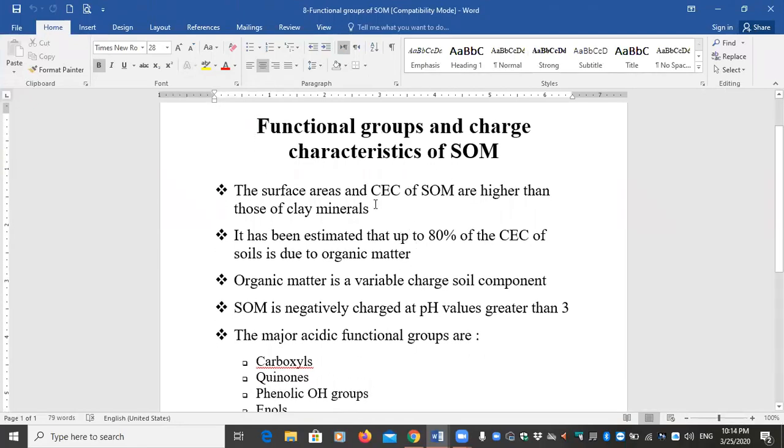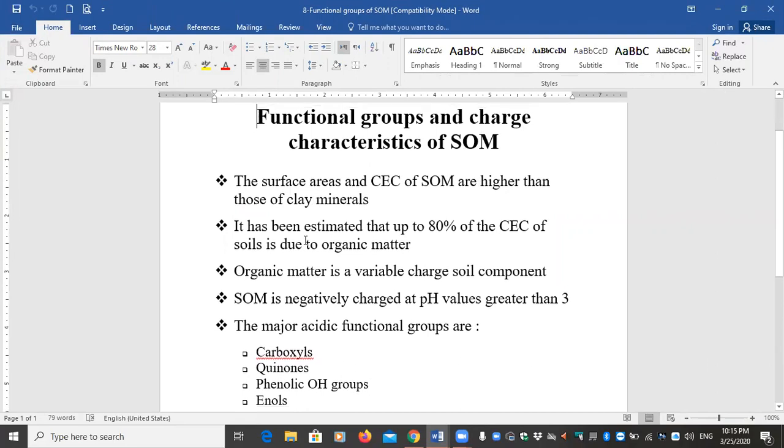Functional groups and charge characteristics of soil organic matter. The surface areas and CEC of soil organic matter are higher than those of clay minerals. Remember, we said earlier, when we talked about the table that contains properties of soil organic matter, it has very high negative charge, very high CEC. And it has also very high surface area, so it can absorb lots of water on its surfaces. So the higher the organic matter, the more moisture the soil can hold. So this is extremely important. Also, the higher the available nutrients as exchangeable cations it will have.